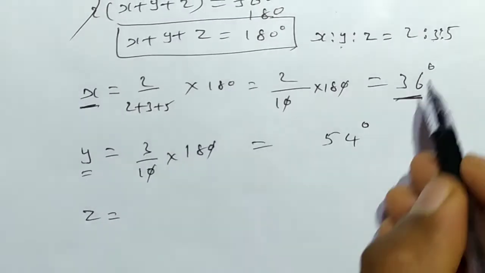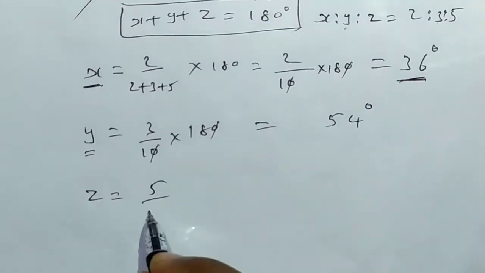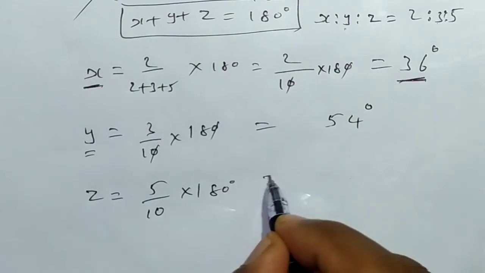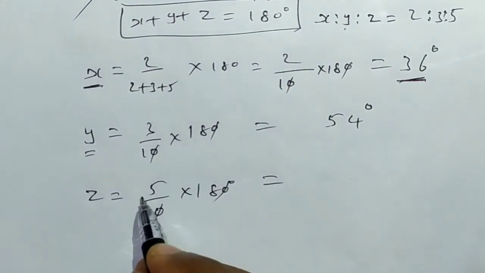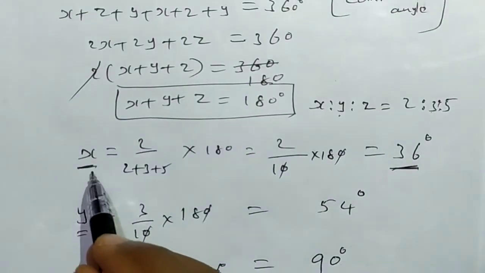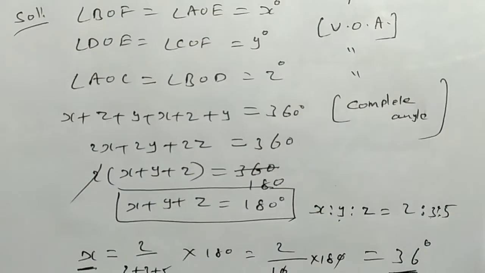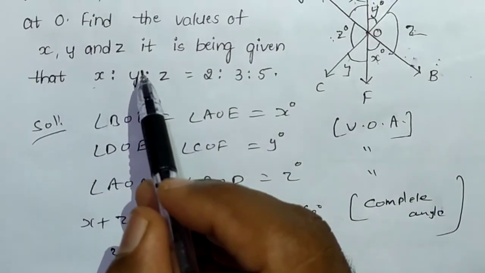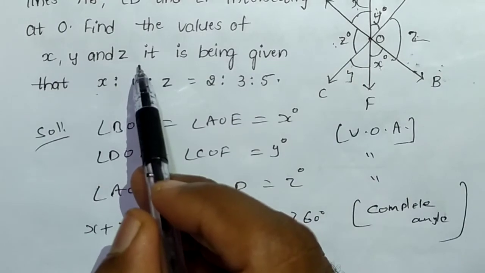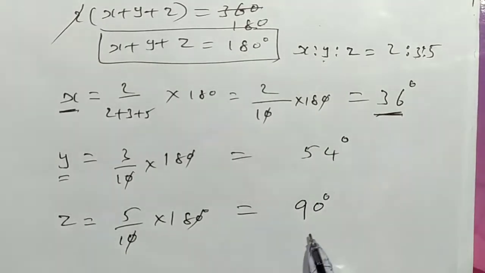Z is equal to, z is how many parts? 5 parts. 5 by total parts 10 into 180. That is equal to, the 0s get cancelled, 18 times 5 is 90 degrees. So the x value is 36, y value is 54 and z value is 90. So in this problem the question is to find the value of x, y, z, right? So the x, y, z values are here.